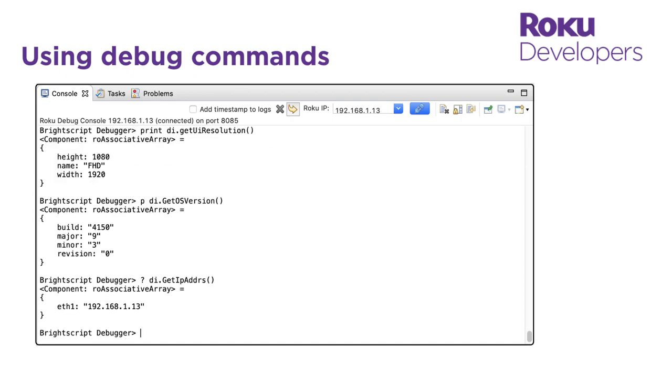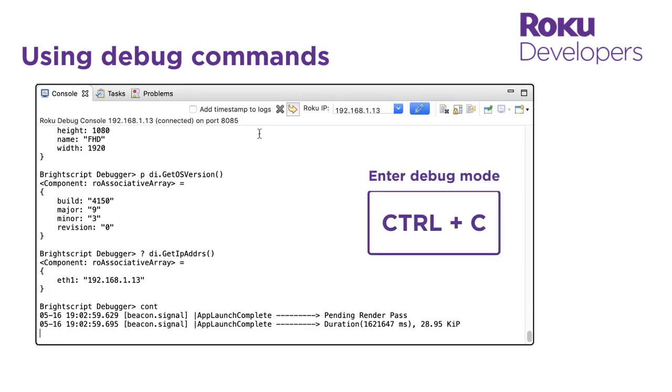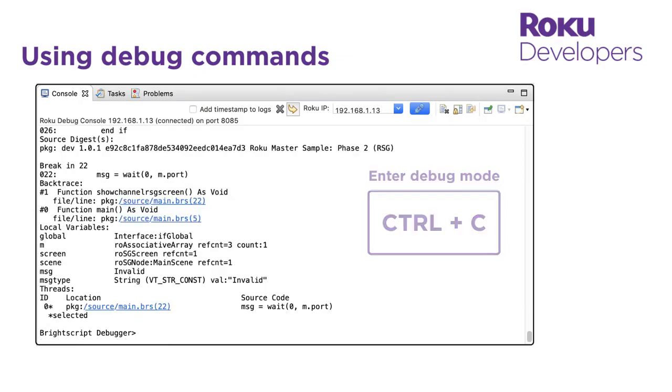When I'm ready to resume the channel application, I can enter the continue command, or the C shortcut, to start executing the channel's code again. Note that if my channel is running without any issues, I can open the BrightScript debugger by entering Control-C. This will dynamically break into our channel application.